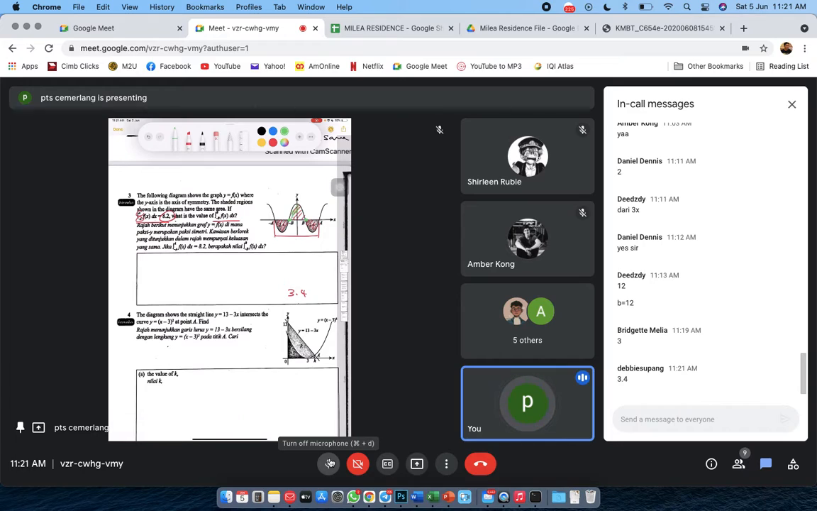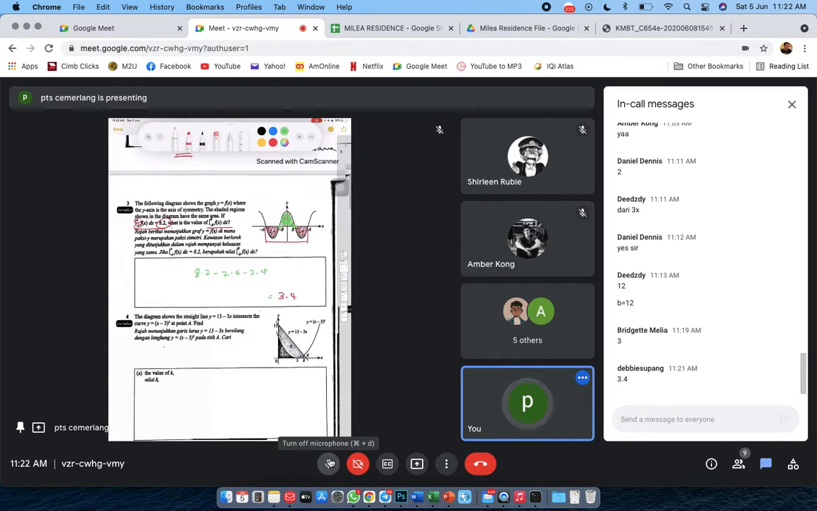Cikgu tu cuma nak yang warna hijau sekarang. So mestilah kamu ambil 8.2 tolak dengan 2.4 tolak dengan 2.4. So dapatlah 3.4. Okay. So done with that one. Cuba tengok soalan nombor 4. Okay. Try out yourself. Question number 4.